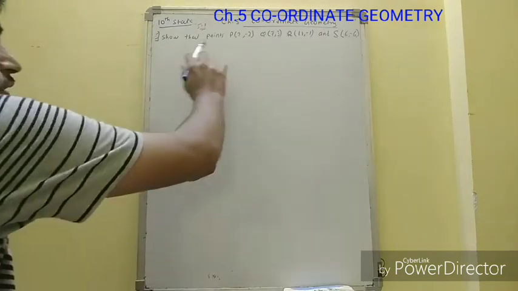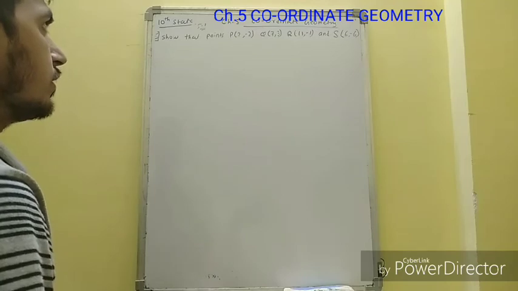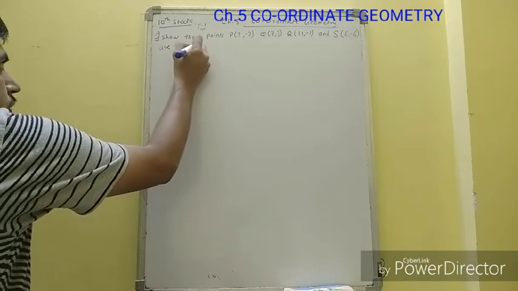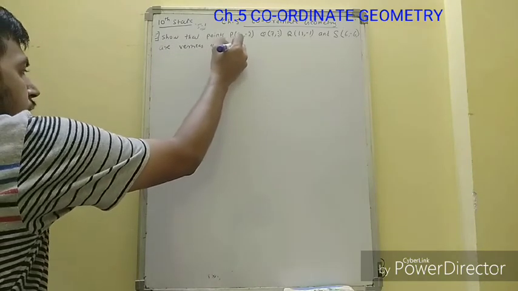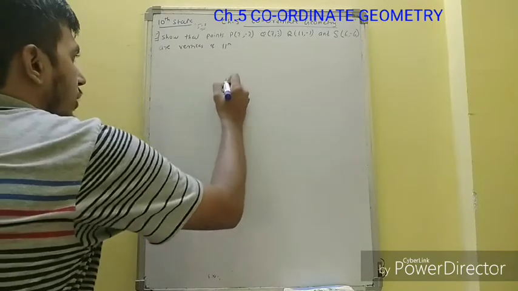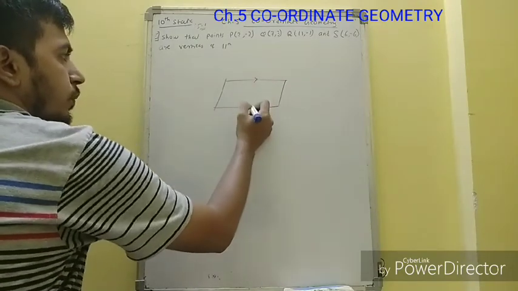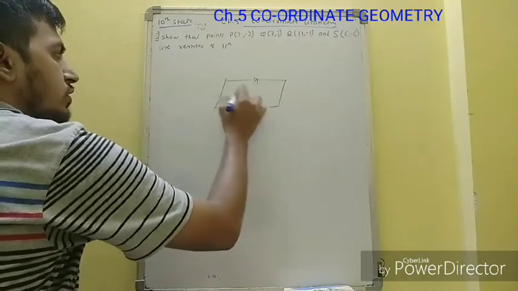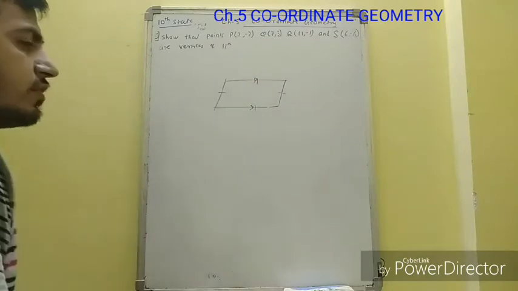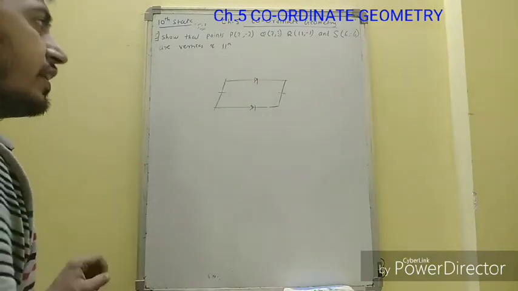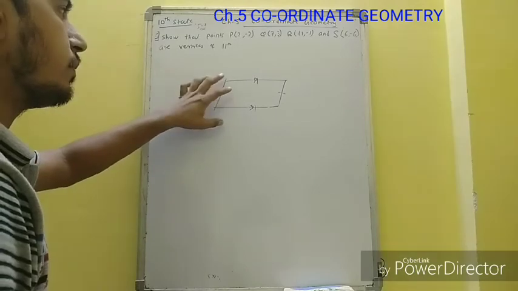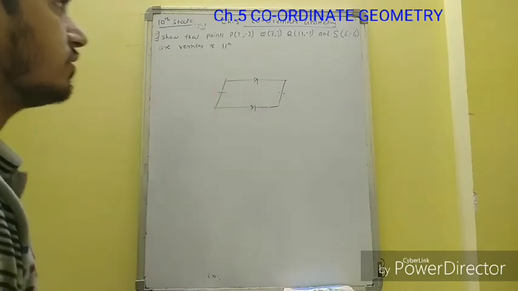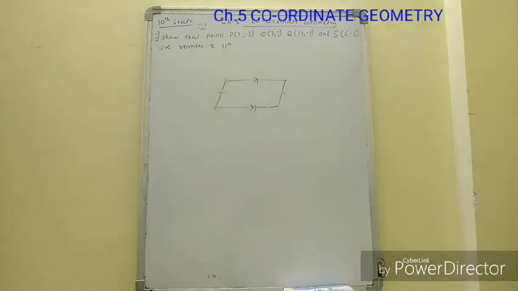Okay, the next question is, show that P, Q, R, S are the vertices of a parallelogram. See, now what is a parallelogram? It looks like this, where opposite sides are equal, this is parallel as well as equal, so this is equal to this, this is equal to this. If the opposite sides are equal, we can directly say that it is a parallelogram. Yes, in rectangles also opposite sides are equal, but every rectangle is a parallelogram. So if you just prove that opposite sides are equal, then we can say that these are the sides of a parallelogram.